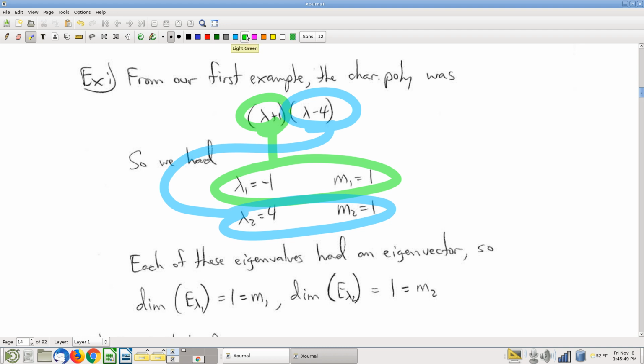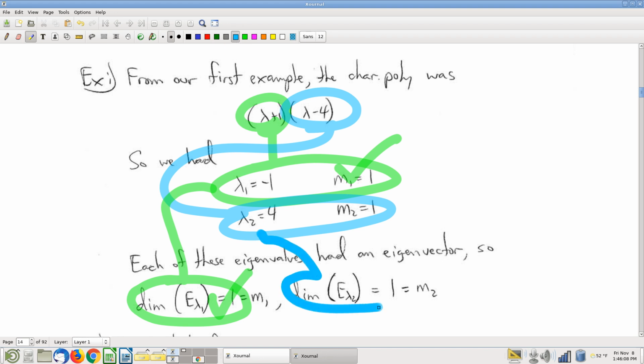How many eigenvectors did we find for that eigenvalue? Well, we found one eigenvector, and that is equal to the multiplicity. So no missing eigenvectors for that first eigenvalue. For the second eigenvalue, how many eigenvectors did we find? Well, look back in the notes. We found one eigenvector. Again, equal to the multiplicity.